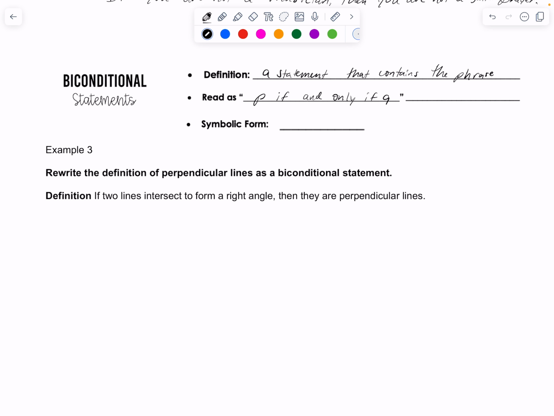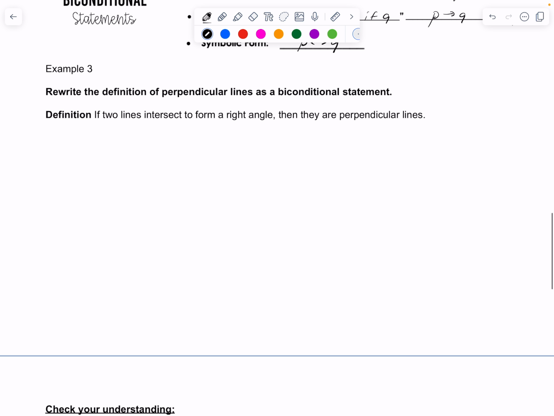So the symbolic form we use to show that both the converse and the conditional statement are true, the idea is like, okay, so if P, then Q, and if Q, then P. If both of those are true, then we can just write P and Q, but we put an arrow going both directions. All right, so P if and only if Q. That's a biconditional statement. So let's do an example with this definition.